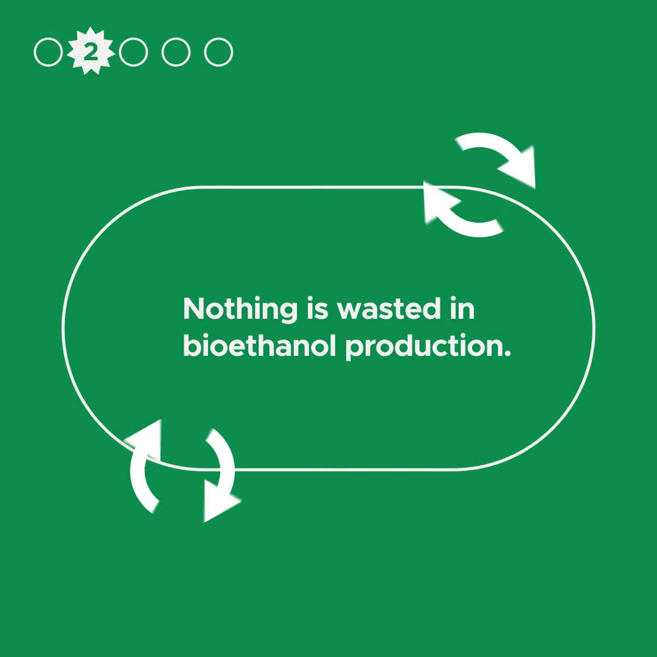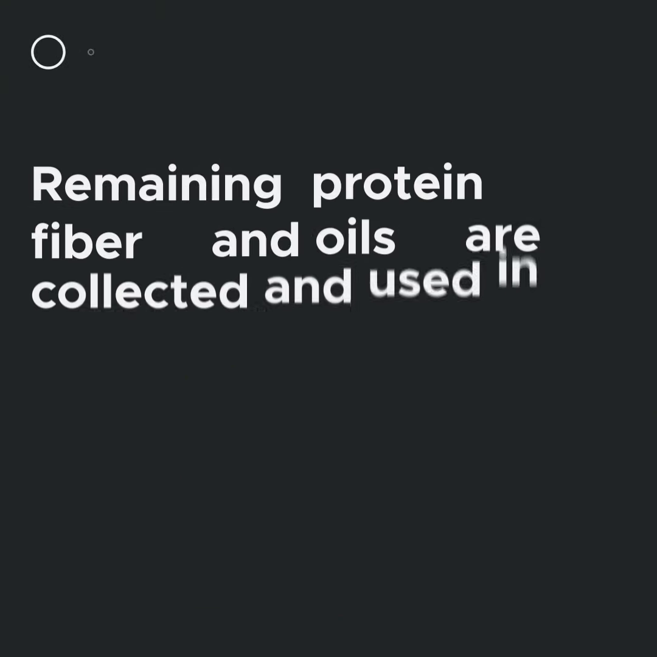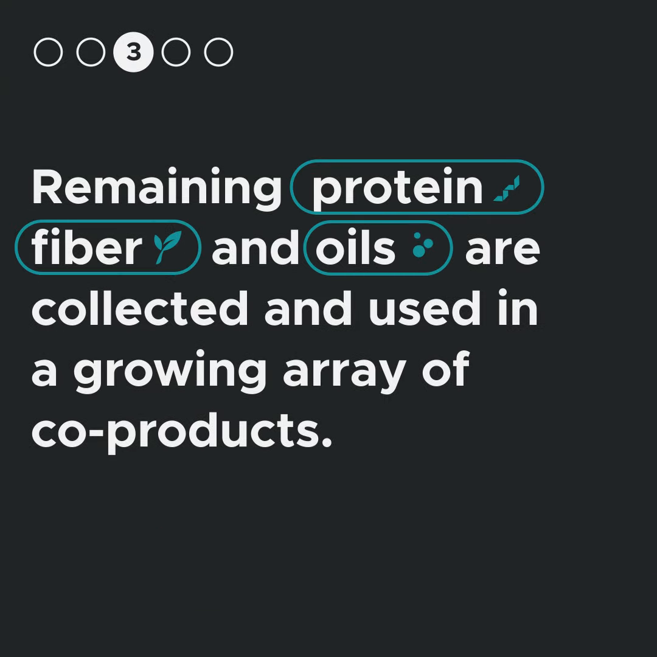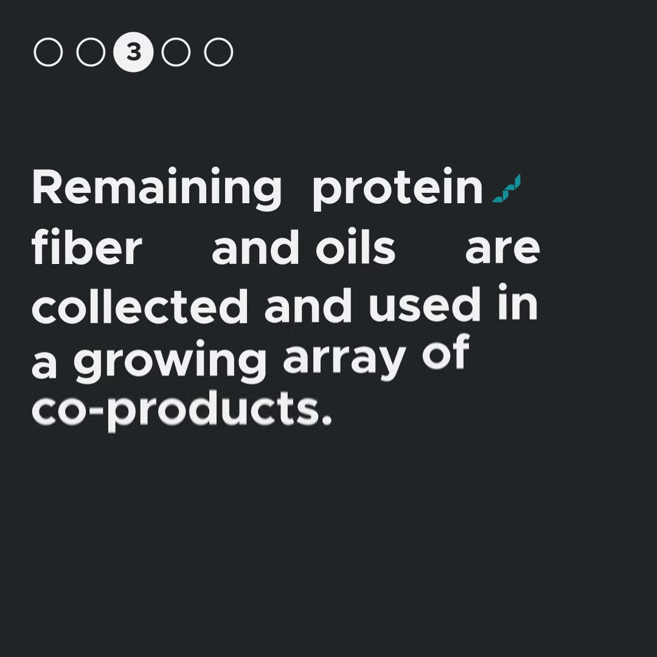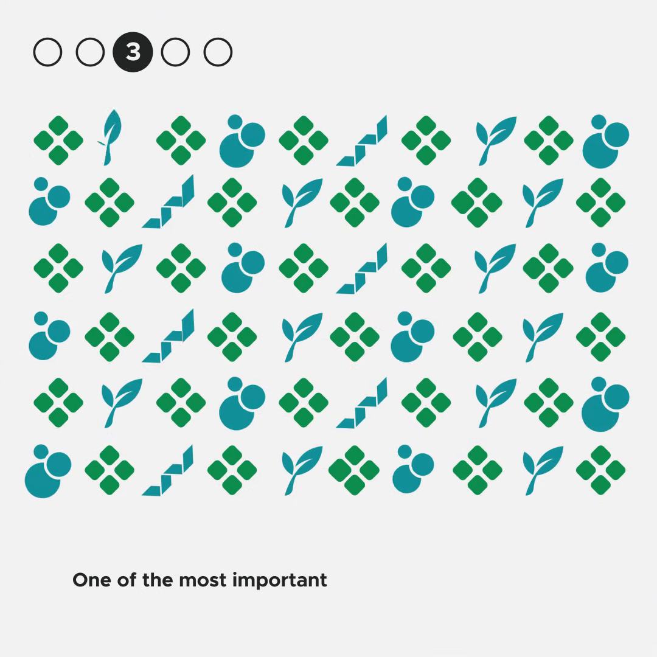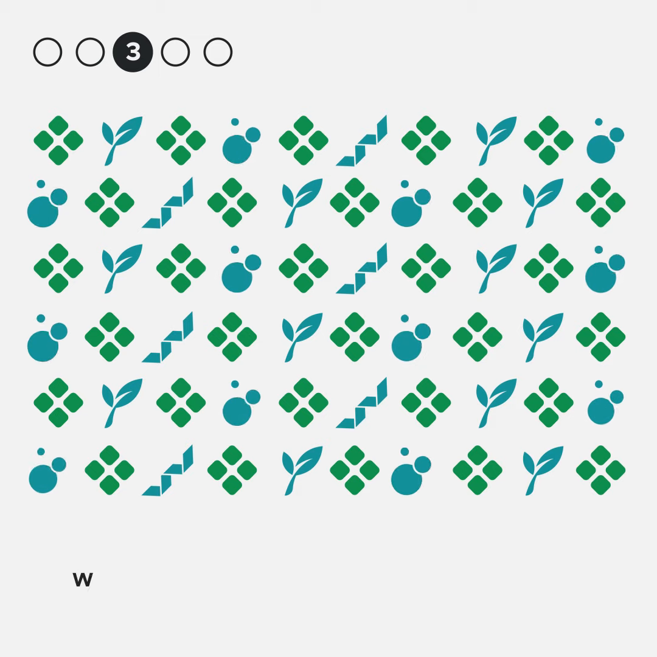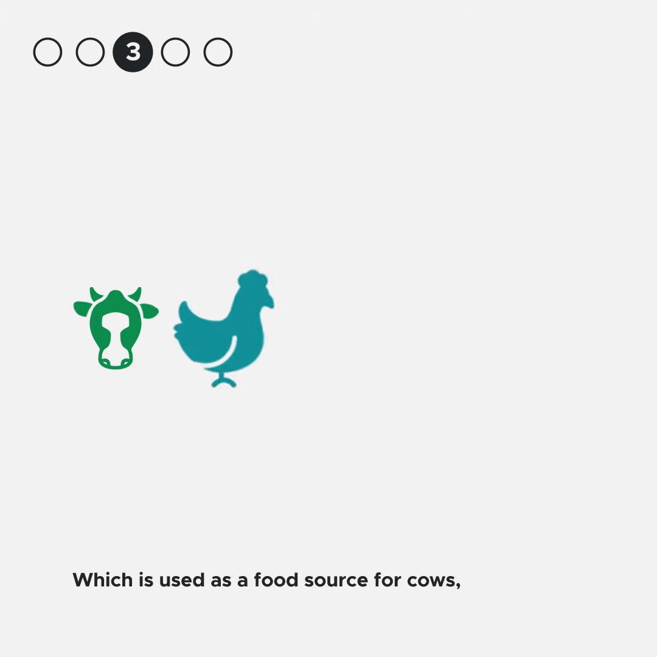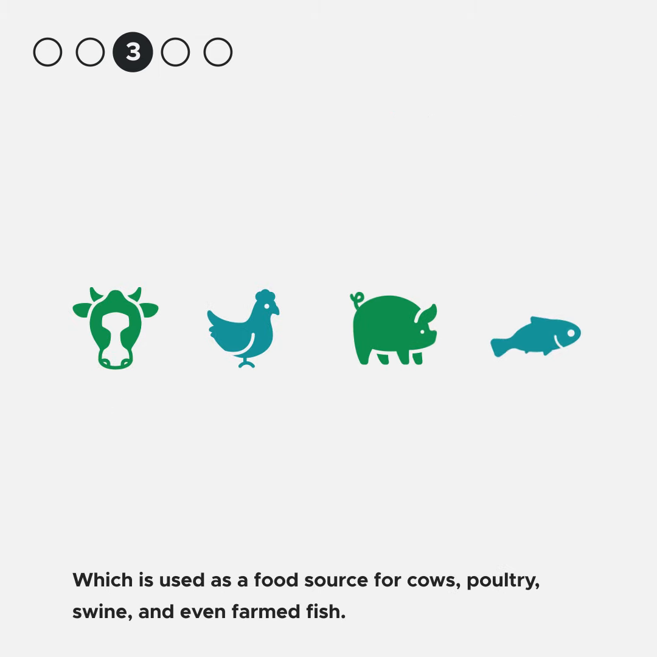The production of bioethanol from corn only removes the starch from the corn kernel. The remaining protein, fiber, and oils are collected and used in a growing array of co-products. One of the most important of these co-products is nutrient-rich animal feed, which is used as a food source for cows, poultry, swine, and even farm fish.